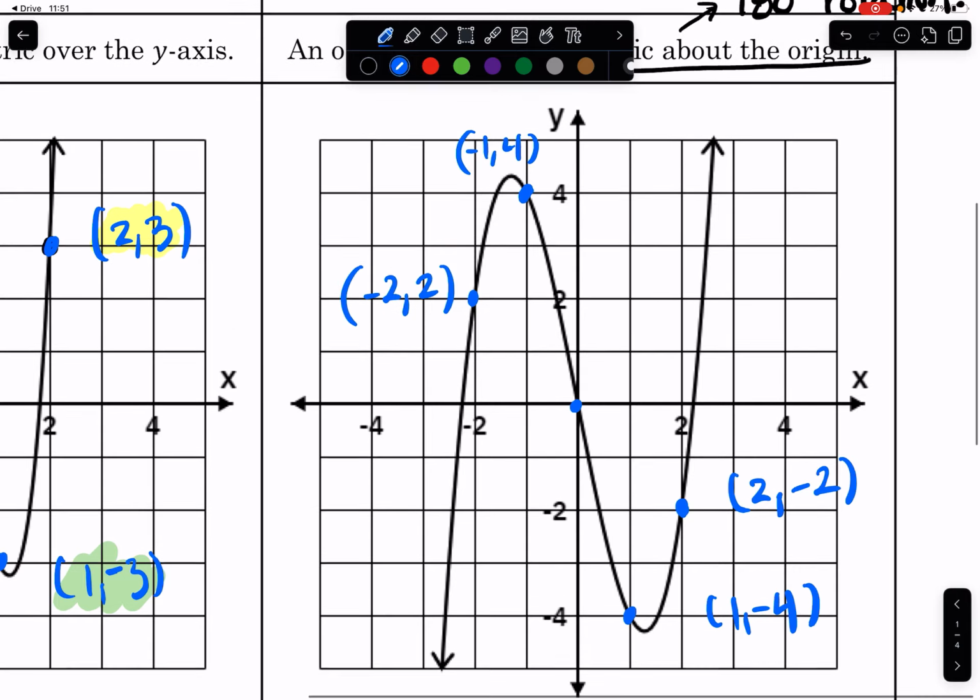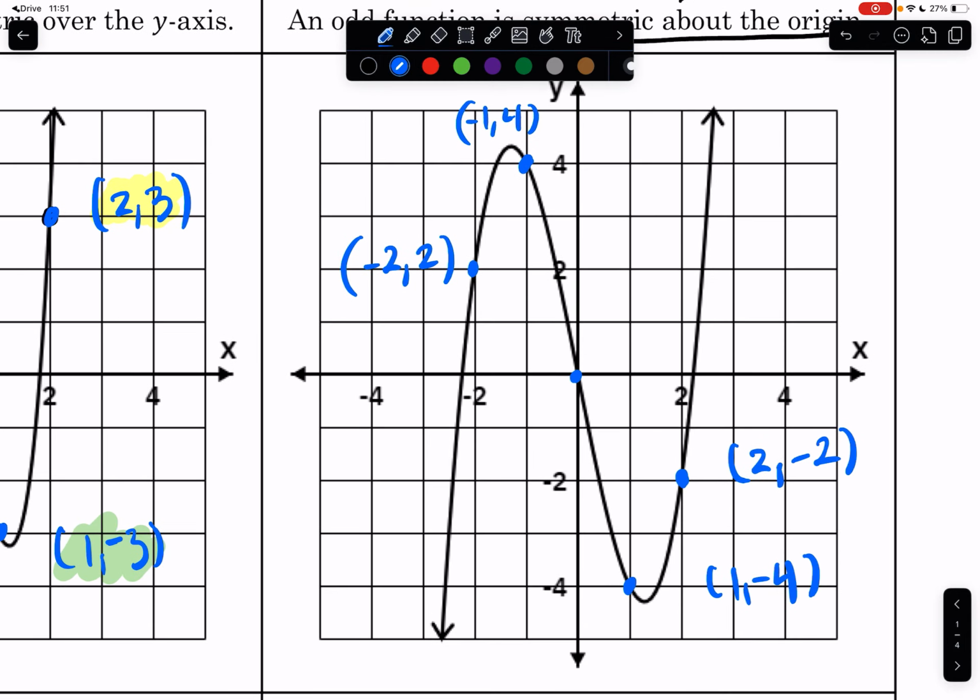Look at the relationship between the points of x and y. Notice where x is +1 and it has a y coordinate of -4. This one has a y coordinate of +4 when x is equal to -1. And look at this coordinate. Here our x coordinate is 2 and y coordinate is -2, but over here it's the opposite. The x became the opposite and the y became the opposite.